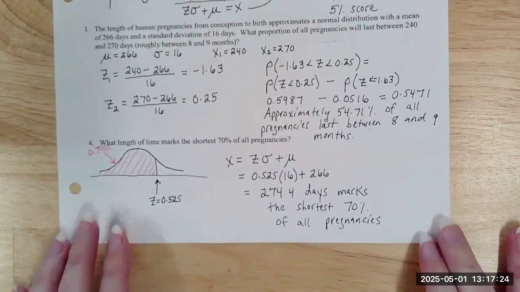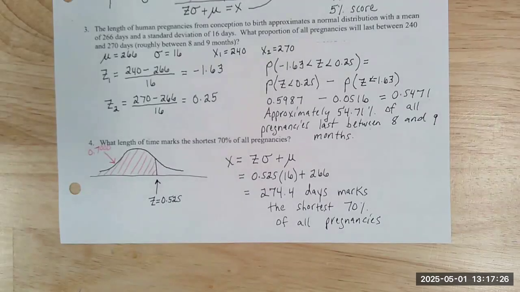So that means that 30% of pregnancies are more than 274.4 days. So 70% of them are this number or below, 30% of them are more than that, longer.